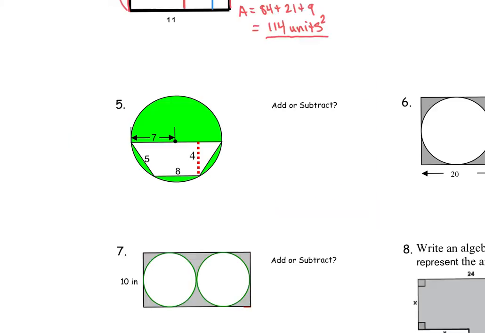Moving on to number 5. So for this one, we're going to try to find the area of the circle, which means we're going to have to subtract here because we're going to take out the trapezoid. So again, it's going to look like this. Area equals circle minus the trapezoid. We know the area of a circle is pi r squared, minus the area of a trapezoid, which is base 1 plus base 2 times height all over 2.